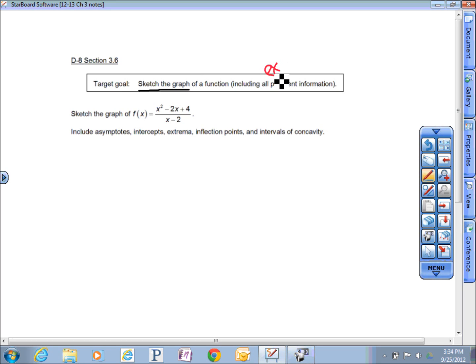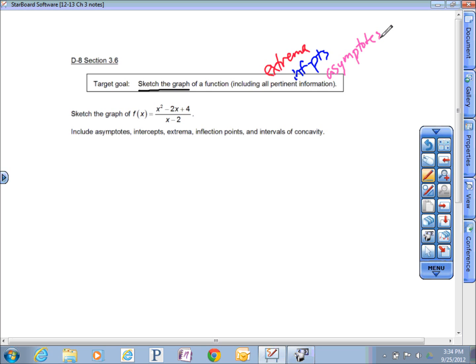That's going to mean extrema. That's going to mean inflection points and intervals of concavity, and that's also going to mean asymptotes. So we got a lot of stuff going on here.